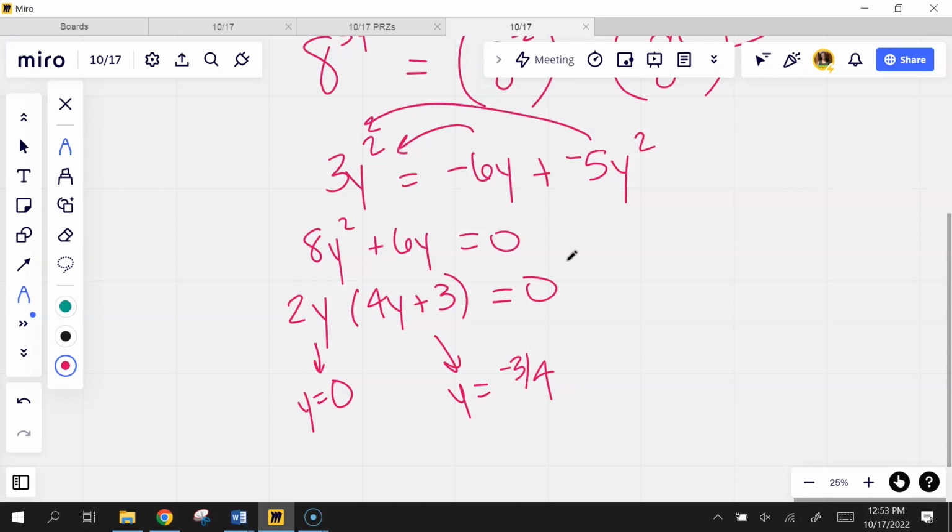That's what I did too. You added 5y squared. Did you get 0 as one of your solutions though? So you have 8y squared equals negative 6y.